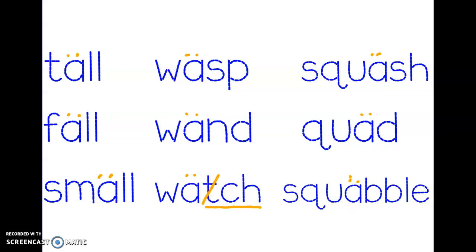Let's look at squash. Oh, QU is a combination. And SH is a digraph. Now we are done with squash. Let's look at quad. Good job, we have QU again, the combination. That's it for quad. Let's look at squabble. Good job, we have QU again, the combination.